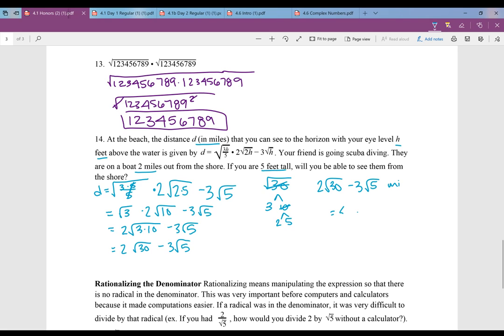4.246. So this is equal to 4.246 miles. So if we can see 4 miles out, then yes, we will be able to see your friend scuba diving 2 miles out from shore.